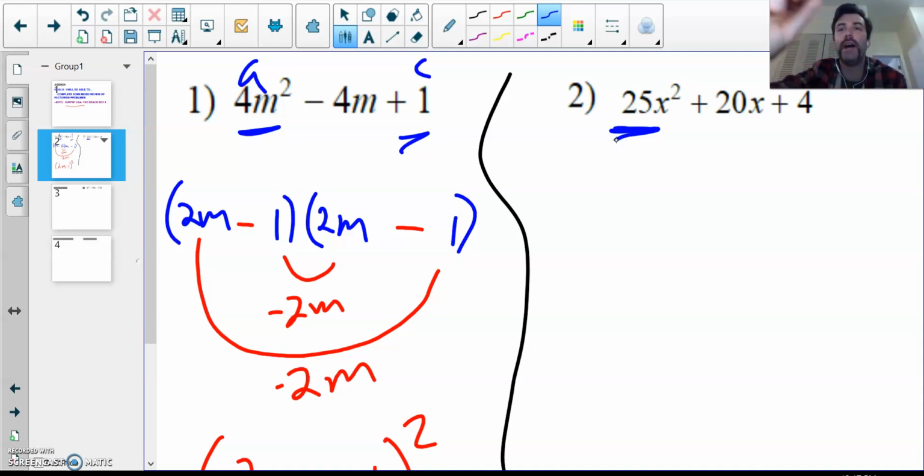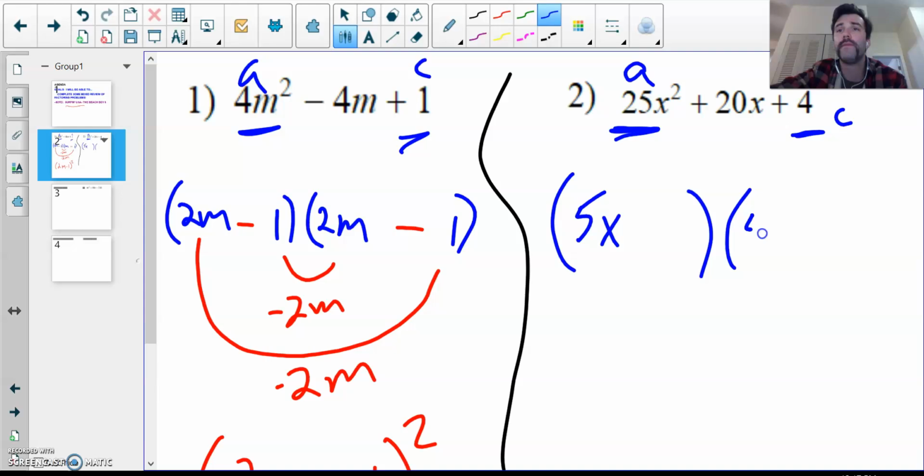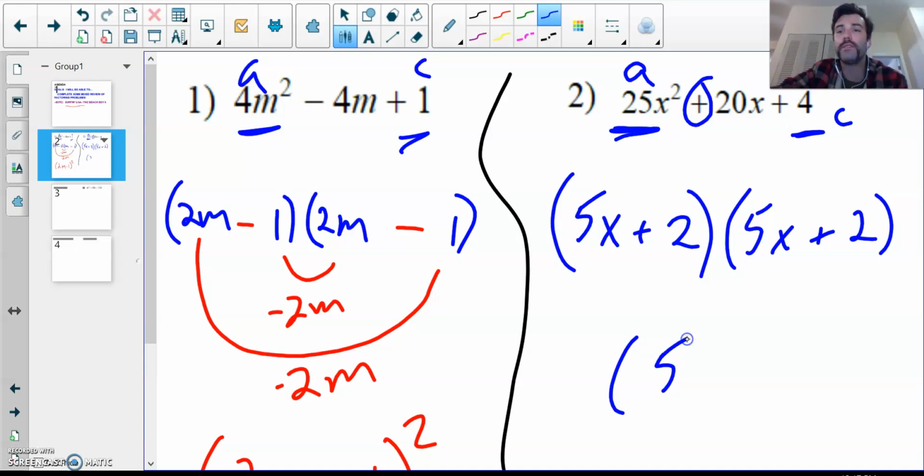All right, let's try number 2. I know that my a term here is a perfect square, and my c term is also a perfect square. What's the square root of 25? It's 5, and to get x squared, I need an x. So 5 and an x. The square root of 4 is 2. We just talked about 4 on the last one. I need a positive middle number here, so that means both of these are going to be positive. And then my final answer should be written as 5x plus 2 squared.